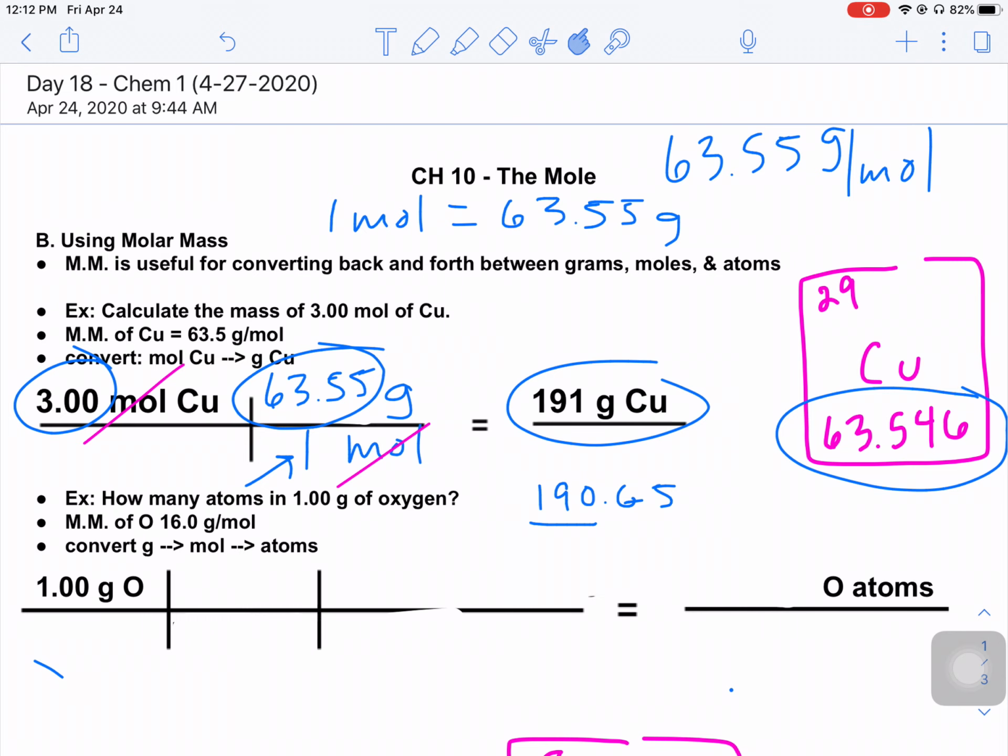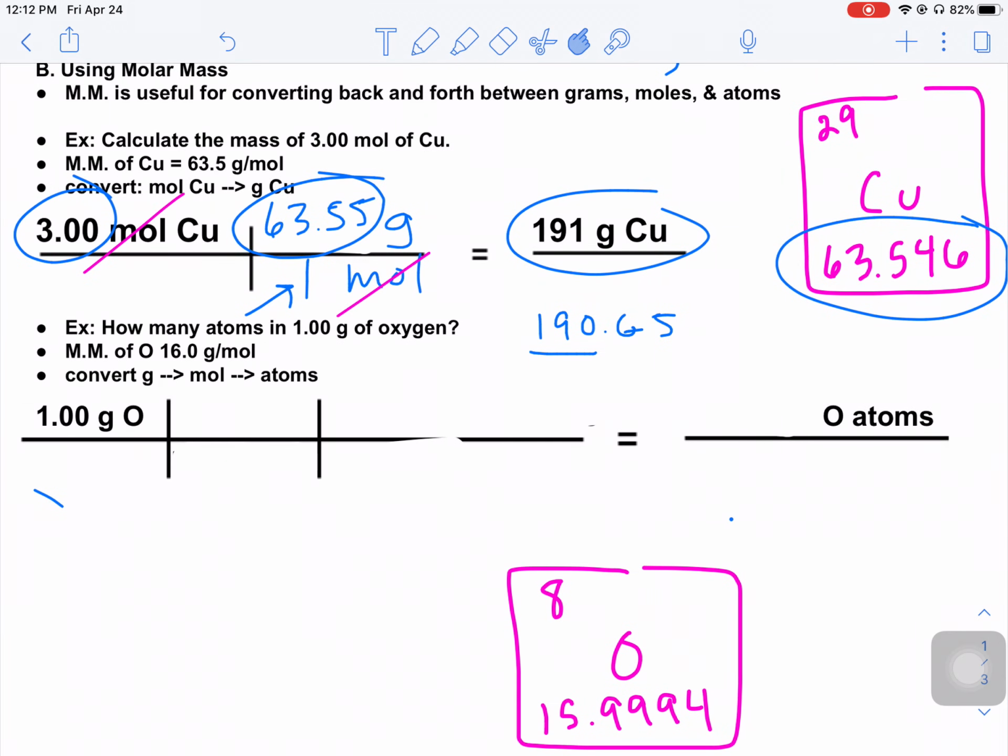So let's do another example. This time, we're going to go from grams to moles to atoms. So this is going to be a 2-step conversion. Step 1 is we're going to go from grams to moles. And the way that we're going to do that is by using the molar mass. But then we want to go from moles to particles. And in order to do that, we are going to use Avogadro's number.